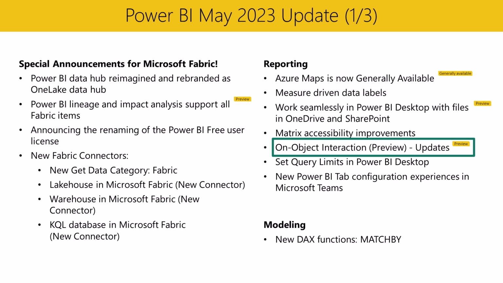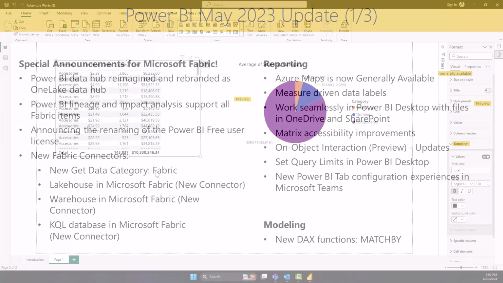Next, we have updates to the on-object interaction feature released in preview in March. These updates include support for pie, donut, and table visuals, and a new aggregations menu that makes it easier to switch aggregations in the new on-object design. Roseanne will demo these updates for us.